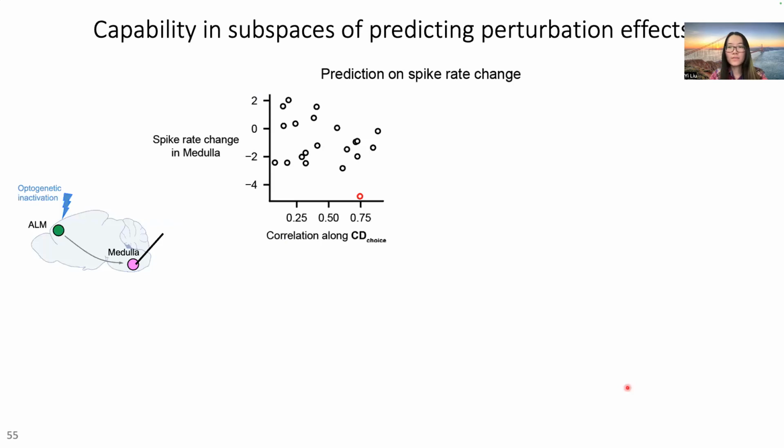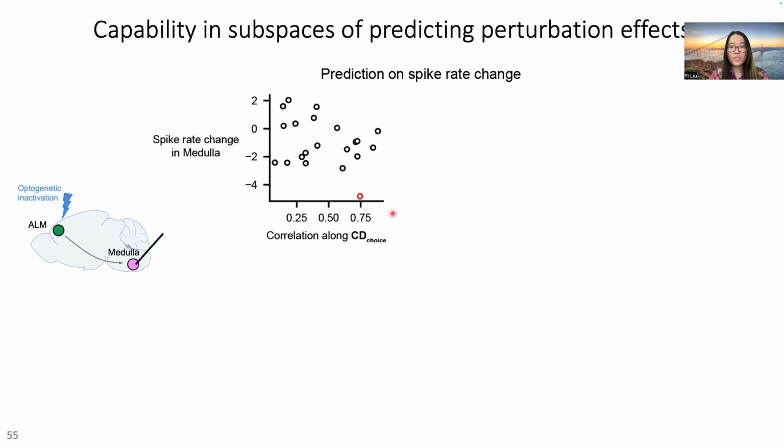Now, we'd like to see if these perturbation effects in medulla can be predicted by neural activity along subspaces. In the scatter plot, the x-axis is the correlation along CD choice between ALM and medulla, and they are calculated in control trials. And the y-axis is the change in spike rate in medulla when ALM is being perturbed. This is basically the difference in spike rate between control and perturbation trials. The red dot here is the outlier data point determined by linear regression.